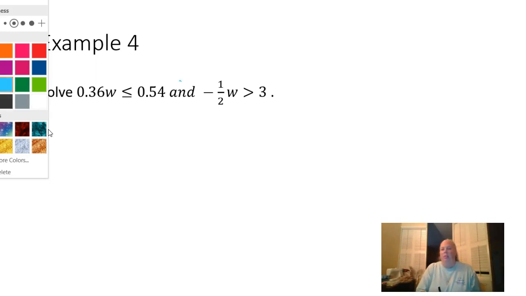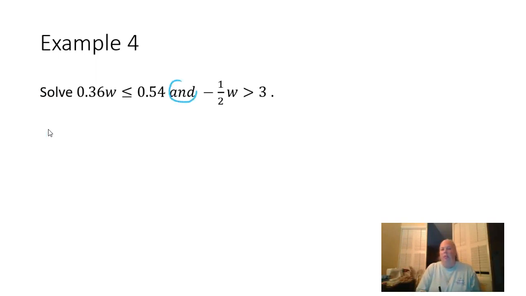Now, for these AND problems, when I'm looking at my graph, I want to know where the graph has been shaded for each of my inequalities. So it has to be here and here. And what I'm looking for on the graph is, where do the two graphs cross each other? Where do they overlap? That's going to be my solution set.